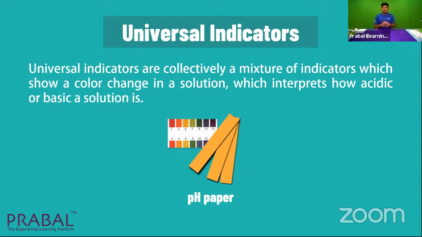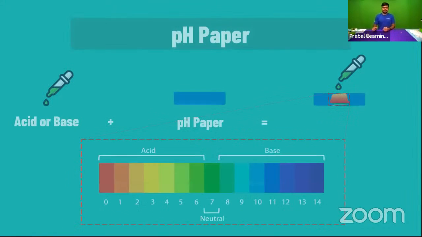Using turmeric and litmus paper, we were only able to find out whether that particular solution is an acid or a base. But using a universal indicator, we can find out how acidic or how basic that particular solution is. Basically, universal indicators give us extra information about how strong or weak the acid or base is. Okay, so that is when we have a pH paper.